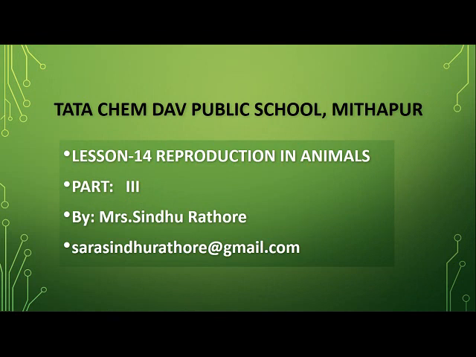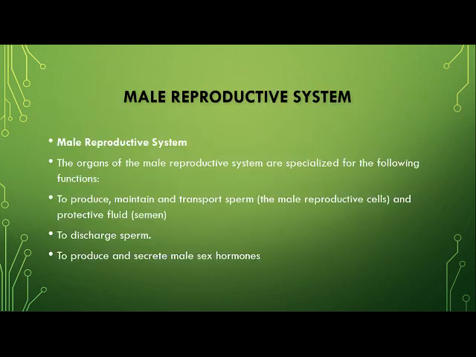Children, just to remind you that we were studying lesson number 14, reproduction in animals. Today is the third part of the lesson. Before this, I have already taught you about the different modes of asexual reproduction observed in animals. Then, in my second part, I discussed the reproductive pattern. And children, our topic for today is the male reproductive system in humans.